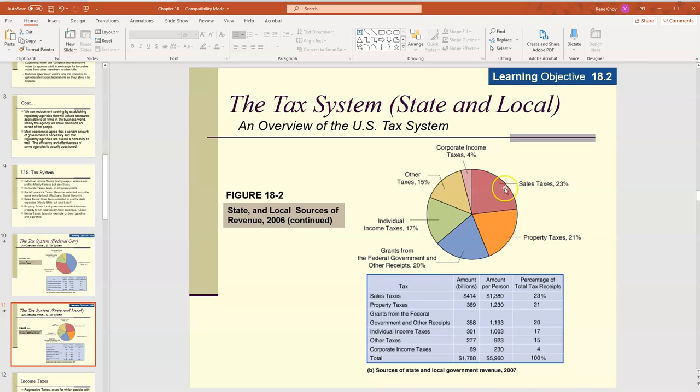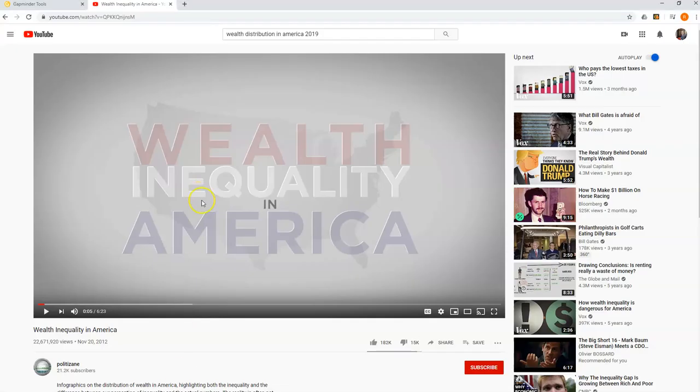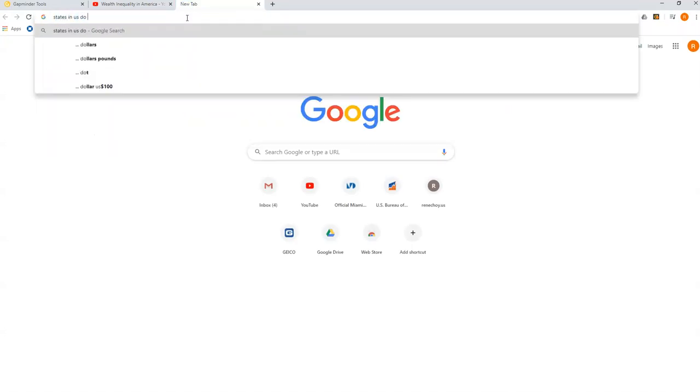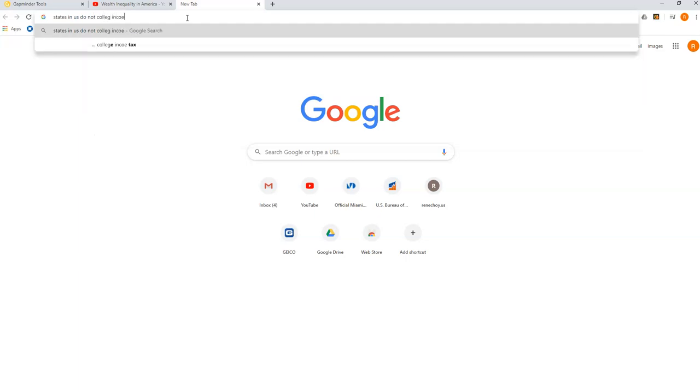Then you get property taxes. Now remember, the sales taxes mostly go to the state, and then property taxes mostly go to the local government, that's the city and the county. Then they make money on grants from the federal government, and then some of the states collect income taxes. If you're interested in figuring out which states collect income taxes and which states don't, you can just go online and Google it. Actually, let's real quickly take a look at states in the US that do not collect income taxes. And usually that's a shorter list.